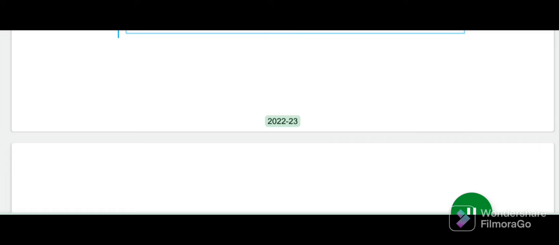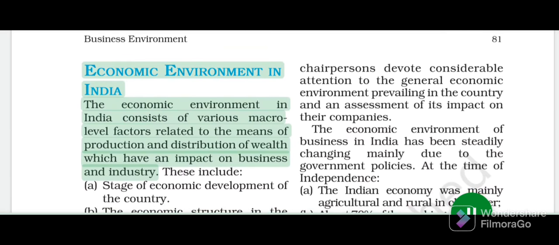2022-23 Business Environment. 8.1 Economic environment in India. The economic environment in India consists of various macro-level factors related to the means of production and distribution of wealth which have an impact on business and industry.